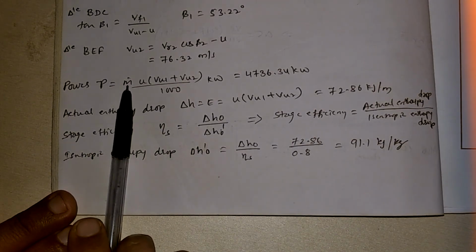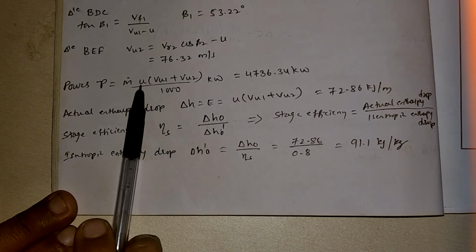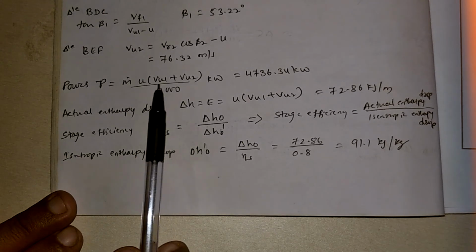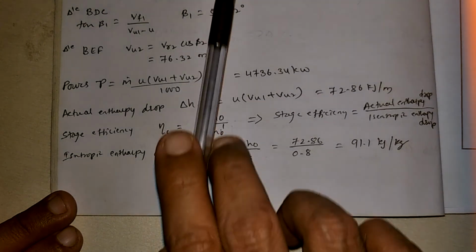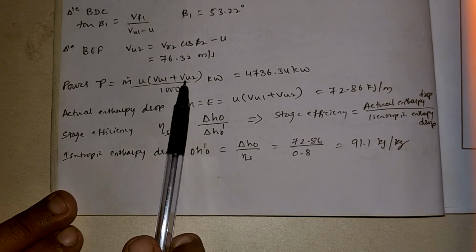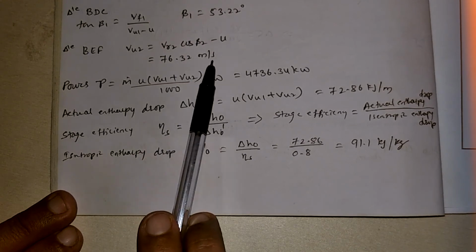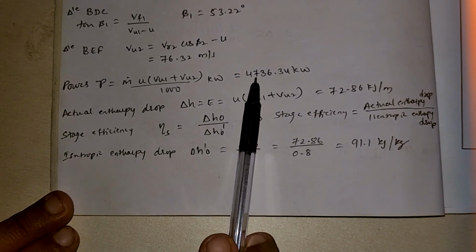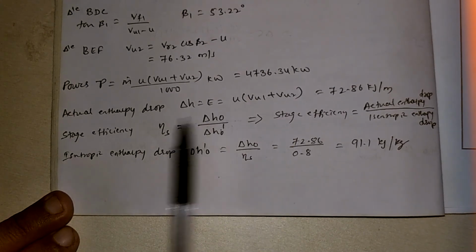So here the mass flow rate is 65 kg per second. U value is already known, that is 204.2. VU1 is 280.5 that we have calculated, and VU2 is 76.32 meters per second. So substitute all the values, you will get power is equal to 4736.34 kilowatt.